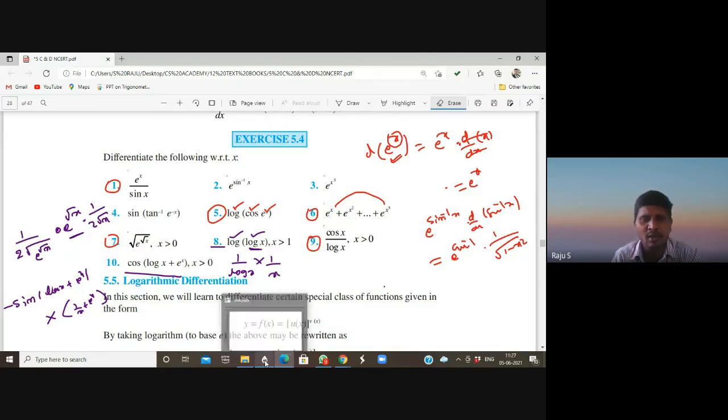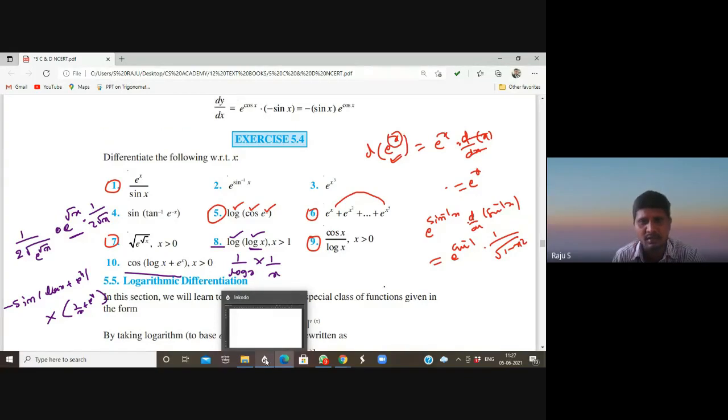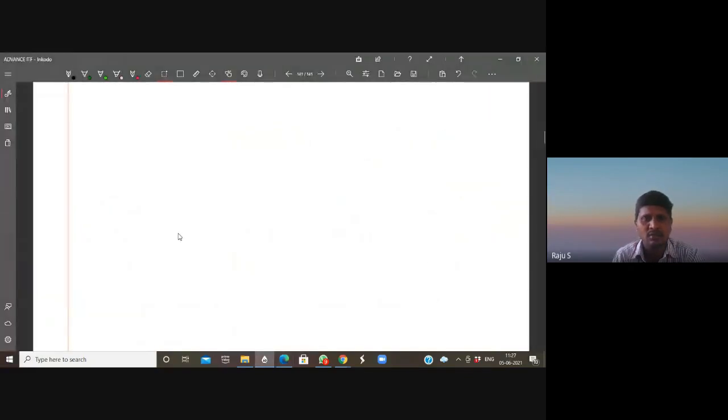But we have to write some proper steps. See here, 7th question. I want to do the 7th. Let us consider y is equal to square root of e to the power of root x. This is the given function. Let us call it equation 1.